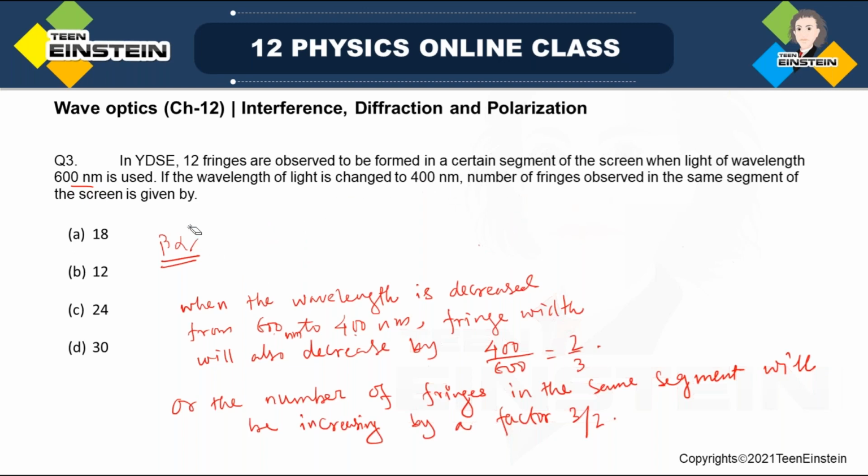So that's why the number of fringes will be 12 times that factor 3 by 2. So it will be 18. 18 fringes will be accommodated or created in that particular segment when the wavelength decreased to 400 from 600.